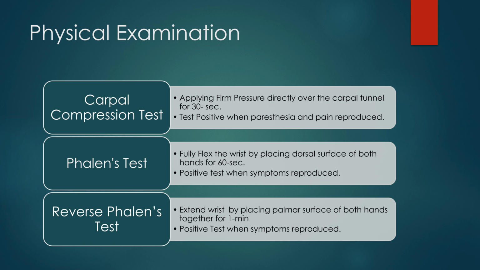Another physical examination test for diagnosis of carpal tunnel syndrome is Phelan's test. Fully flex the wrist by placing the dorsal surfaces of both hands together for 60 seconds. The test is positive when symptoms reproduce. Another test is the reverse Phelan's test. Extend the wrist by placing the palmar surfaces of both hands together for 1 minute. The test is positive when symptoms reproduce.